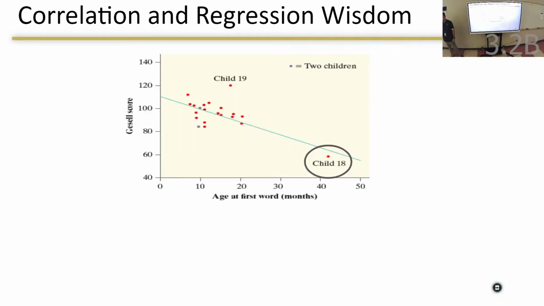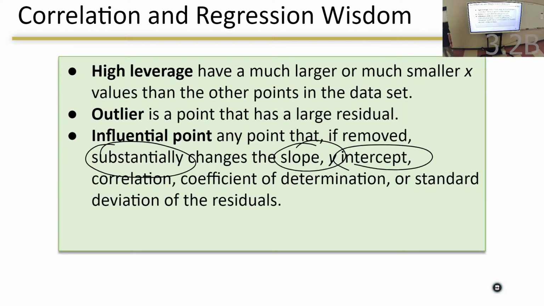The one on the test is not. I mean, it's obvious. Okay, so an outlier is one that has a large residual. An influential point is one that's affecting the line a whole lot. Okay.